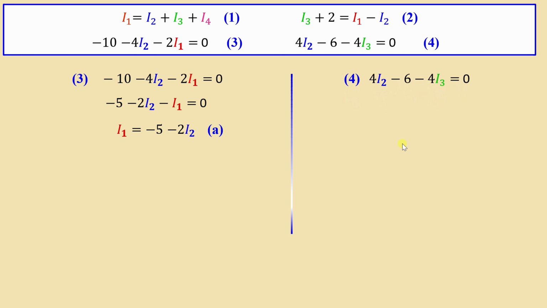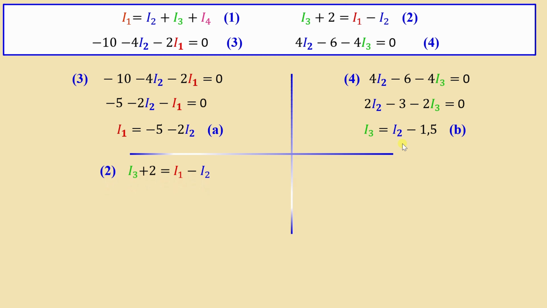I will go now to equation 4. We have 4 I2 minus 6 minus 4 I3. If we divide the whole equation by 2, we have 2 I2 minus 3 minus 2 I3. Finally, we can write I3 in terms of I2. That means I3 is equal to I2 minus 1.5, and I will call this equation B.